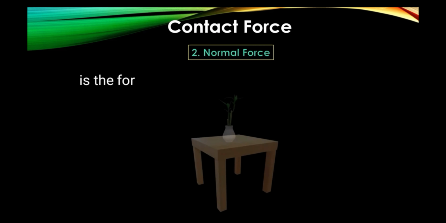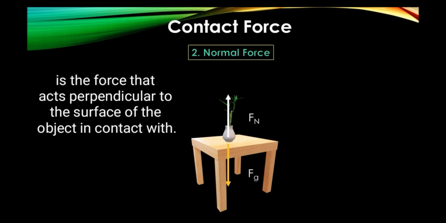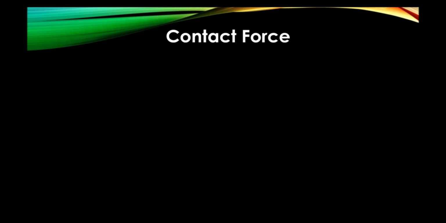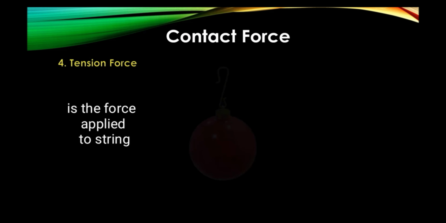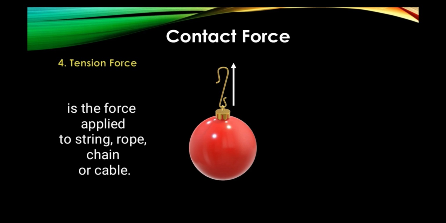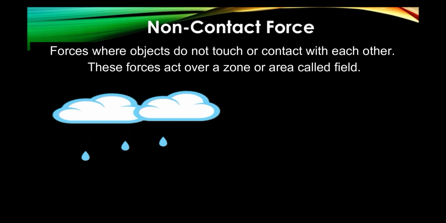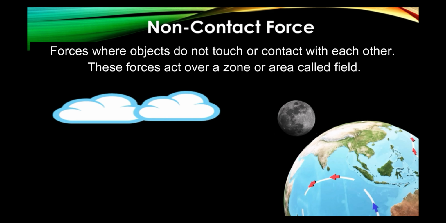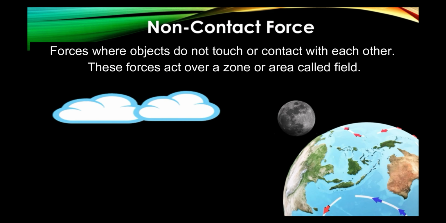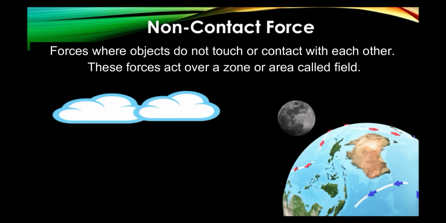Normal is the force that acts perpendicular to the surface of the object in contact with. Tension is the force applied to a string, rope, chain, or cable. Its symbol is T. Non-contact forces are forces where objects do not touch or contact each other. These forces act over a zone or area called a field.